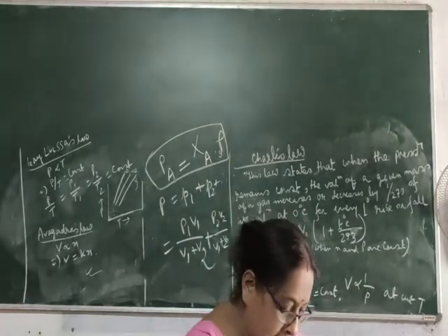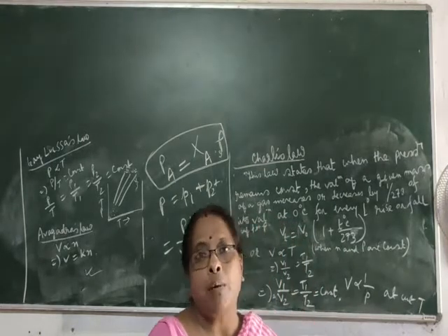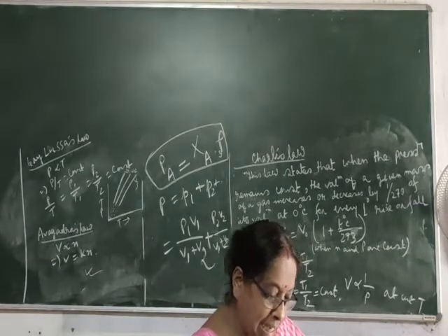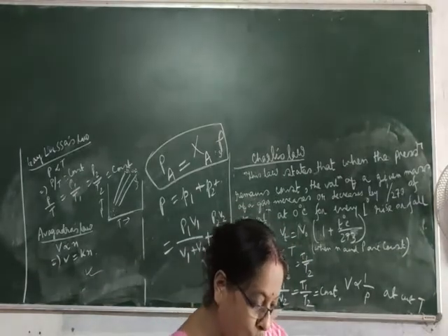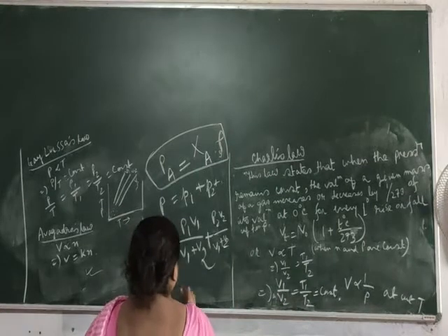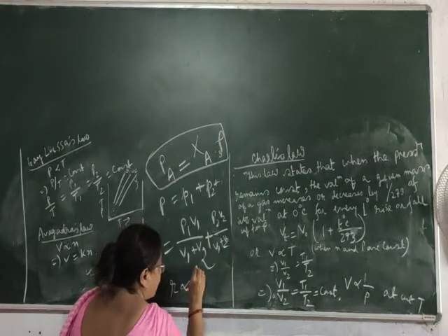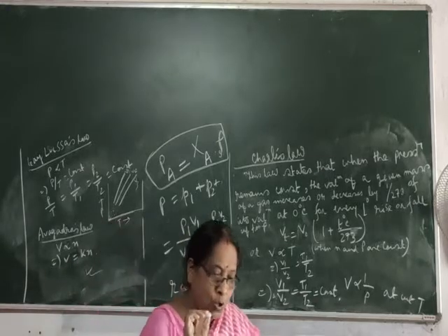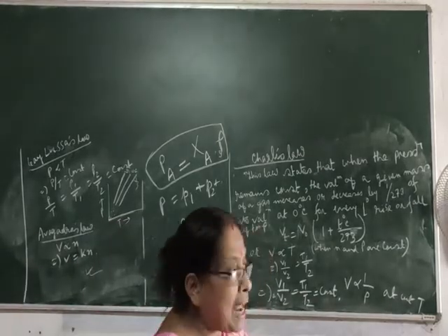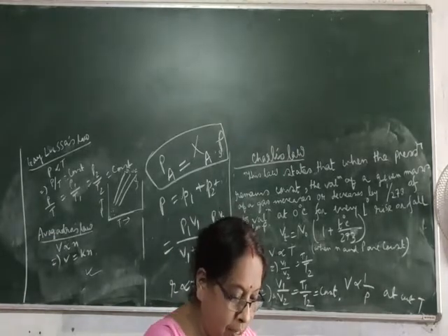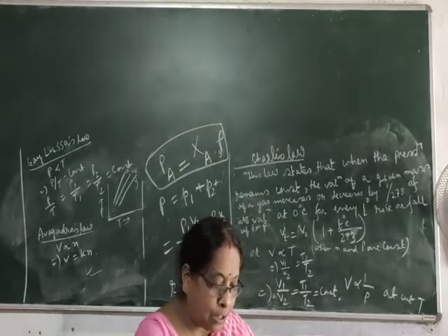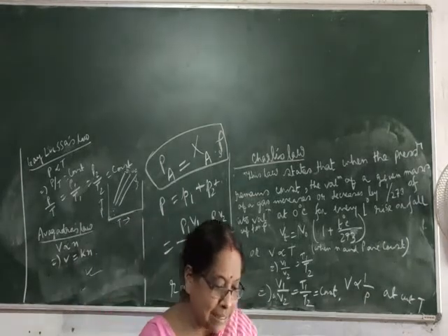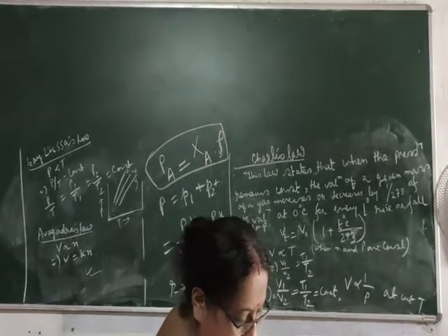This law states that under similar conditions of temperature and pressure, the rate of diffusion of gases is inversely proportional to the square root of their densities. That is, R is inversely proportional to the square root of density. So Graham's law states that under similar conditions of temperature and pressure, the rate of diffusion of a gas is inversely proportional to the square root of the density.